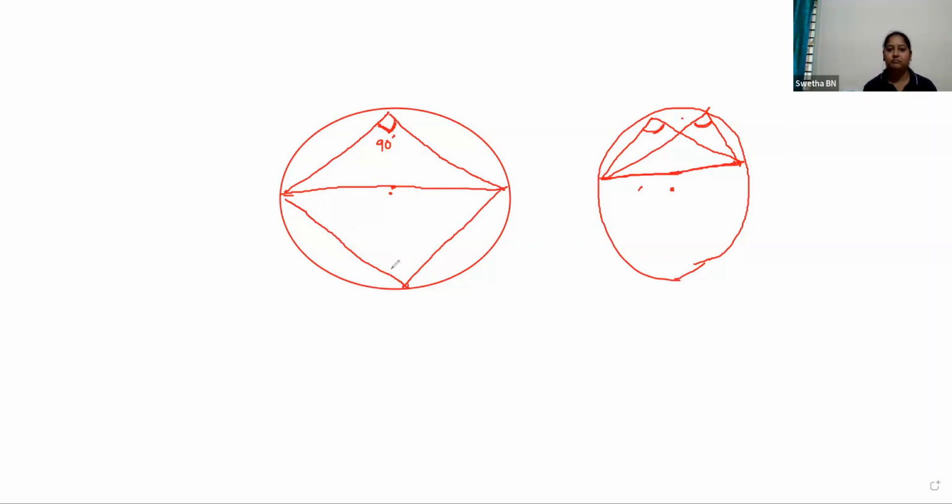And what is the sum of opposite angles in a cyclic quadrilateral? Sum of it is 180. Okay. In a cyclic quadrilateral, the sum of opposite angles will be 180 degree. Got it?